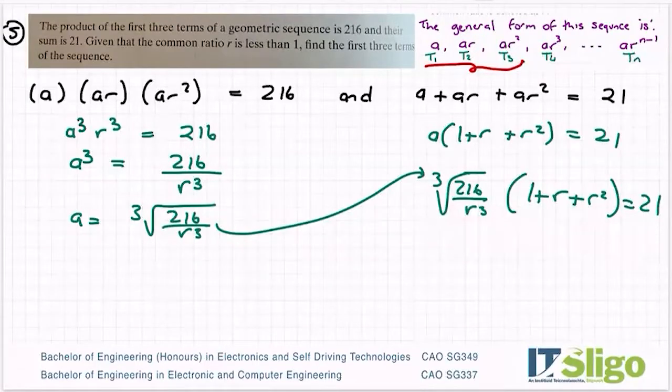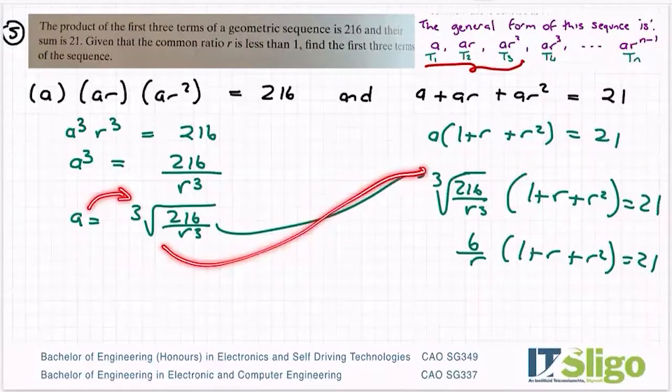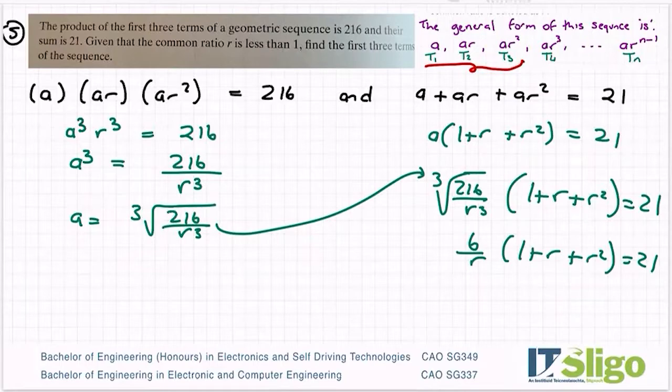Let me see, is there an easy cube root of 216? Yeah, there's 6. So 6 over r times 1 plus r plus r squared being equal to 21. And then mess around with it, and it's very solvable. So that is one way of doing it: isolate one of the equations in terms of a letter and then sub into the other one. It's like simultaneous equations with the x squared and the y squared in it.